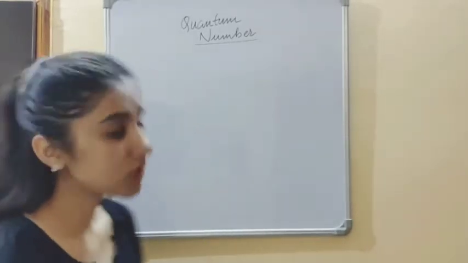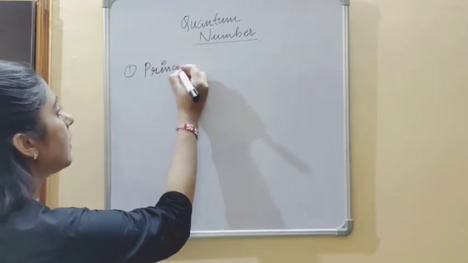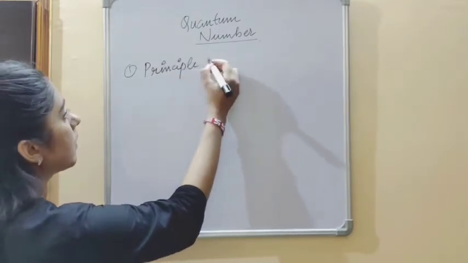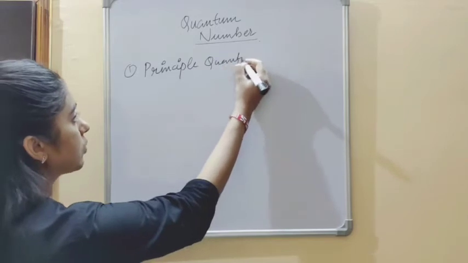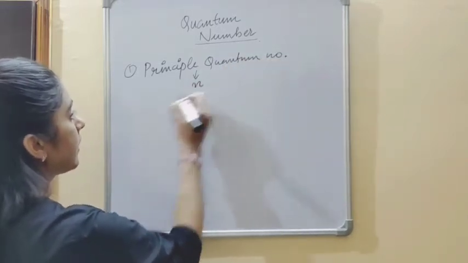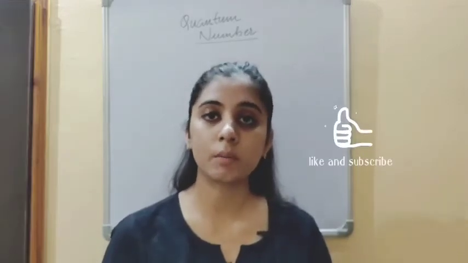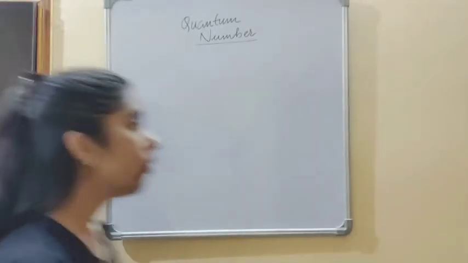Now the first quantum number is the principal quantum number. So what is the principal quantum number? It is denoted by n. Basically, the principal quantum number is defined as the number which defines the energy level and the shell in which the electron is moving or revolving.